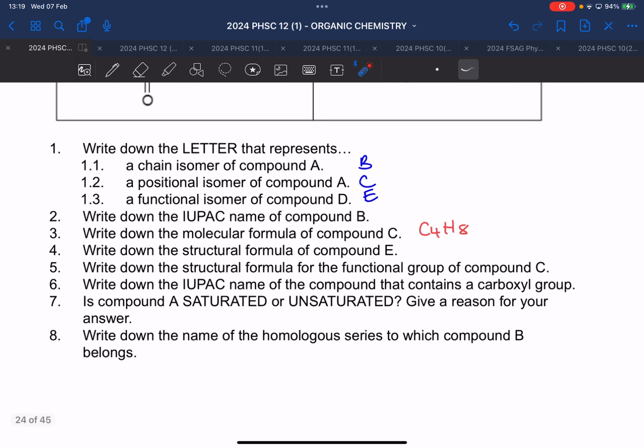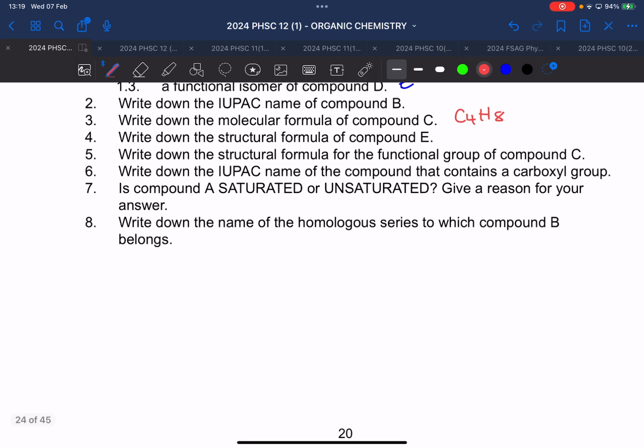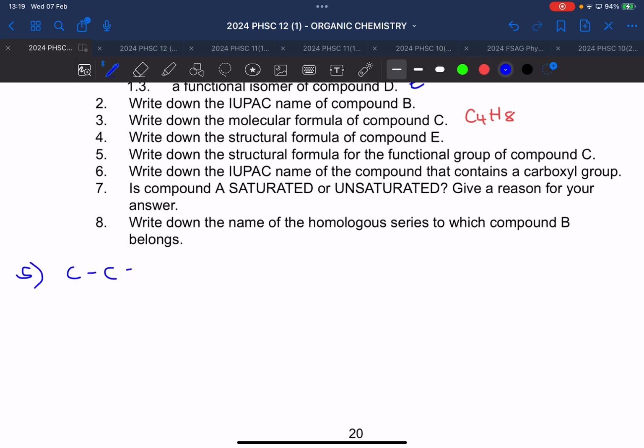Alright, next one. Write down the structural formula of the functional group of compound C. Now C is actually, this is question 5. C actually looks like this, right? If you show that, you don't get a mark. Because they didn't ask for the structural formula of the whole thing. They asked for the structural formula of the functional group. That is what you show. Only that. If you show more, it's wrong. If you show less, it's wrong. Only of the functional group. No hydrogens, because it's not ethene. Only the functional group.